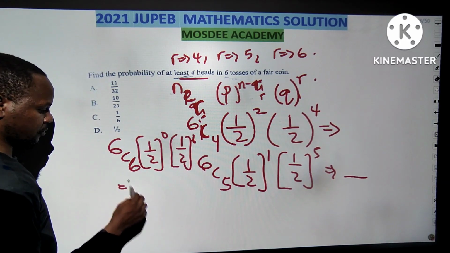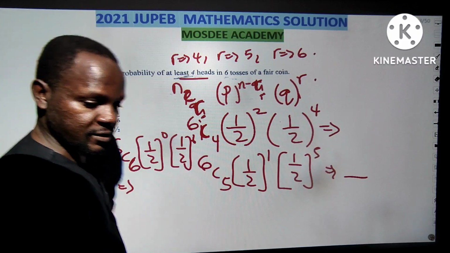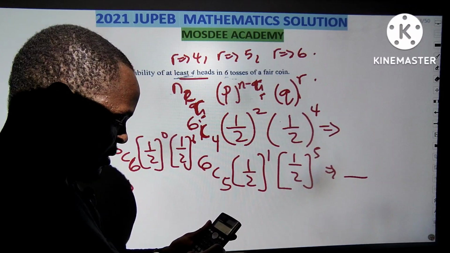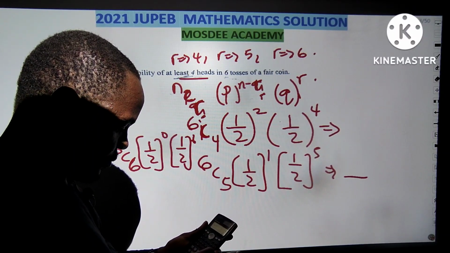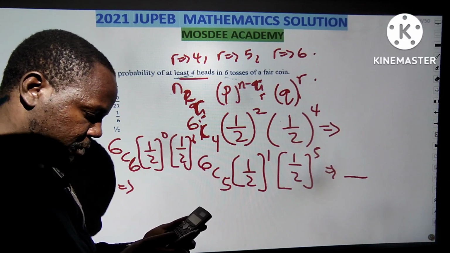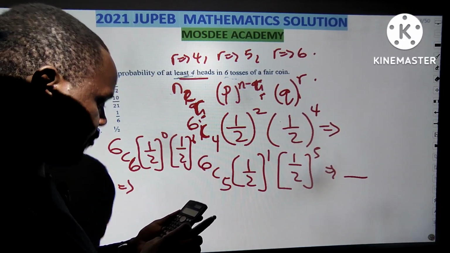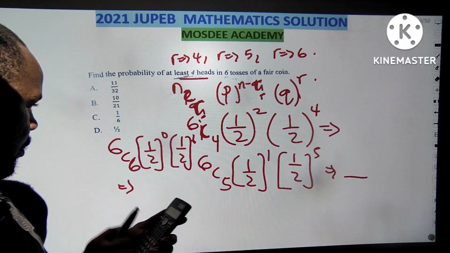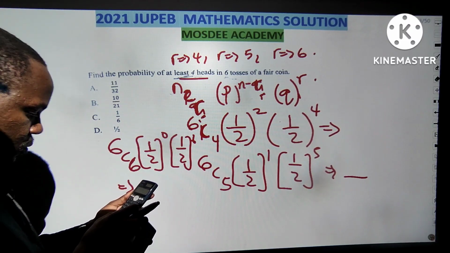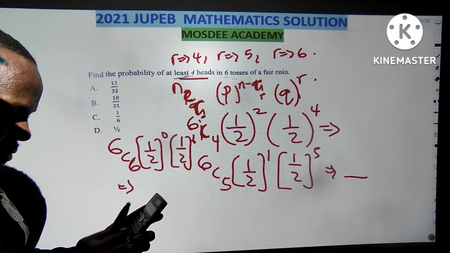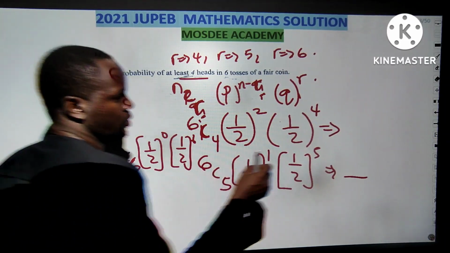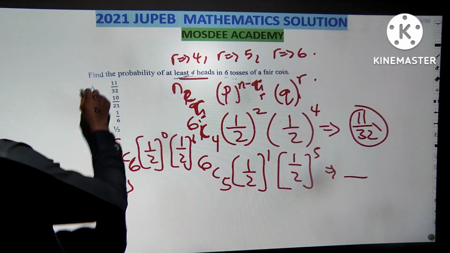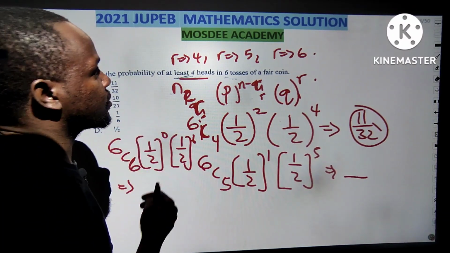So these are the terms. Then you add the answers together. So we quickly do that now. This is 1 over 4, 1 over 4. I'll just do everything together. 6 combination 4. Then if we add this plus this, it is 1 over 32, and plus 1 over 64. You put it in fraction: 11 over 32. So the addition of the 3 options gives me 11 over 32. Option A is correct.